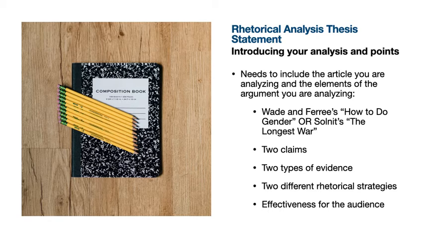So for the purposes of our thesis statement, we need to include the article you are analyzing and the elements of the argument that you are analyzing. So you want to make sure that if you've chosen Wade and Faree, they're included in that thesis statement, as well as if you've chosen Solnit, on the other hand, that you make it clear that the article is the subject of this paper. And you want to introduce that you're going to be focusing on two claims, two types of evidence, and two different rhetorical strategies, as well as the effectiveness for the audience.